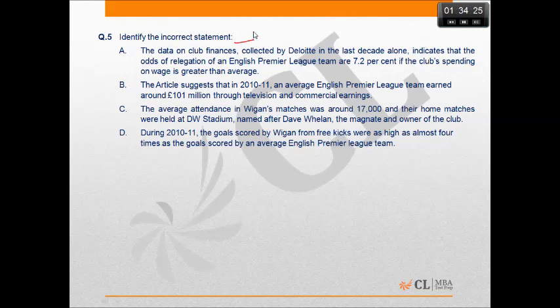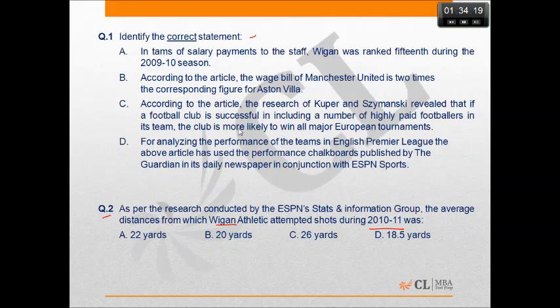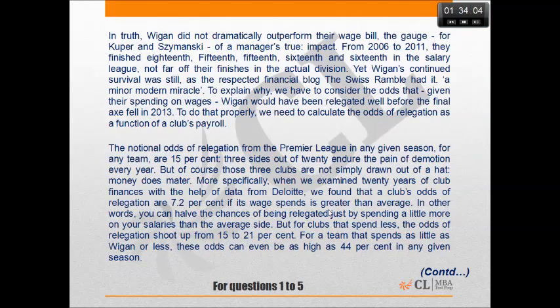This again means I'll have to read the passage. I will just skim through the passage, look out for answers to question 3, question 4, and the previous one which had those yards, 22 yards, 20 yards. So I'm looking at these 3 things. ESPN search, Wigan Athletic attempted shots during 2010-11, and Hugo. Okay, these 4 people and their occupation. So let me try and quickly do this.